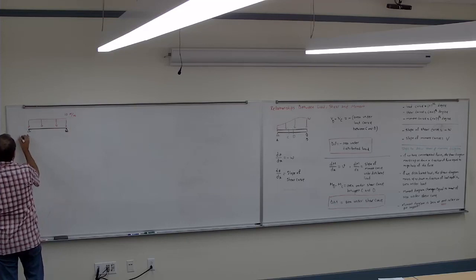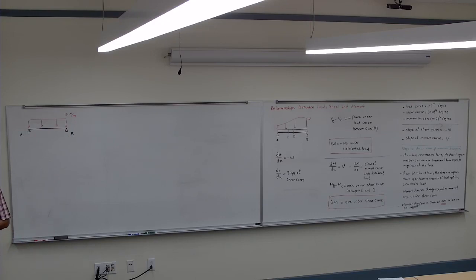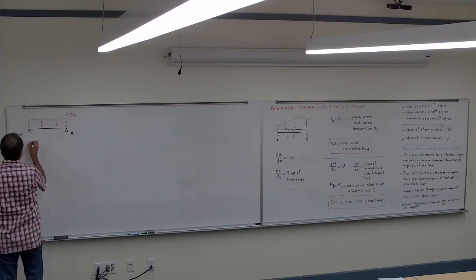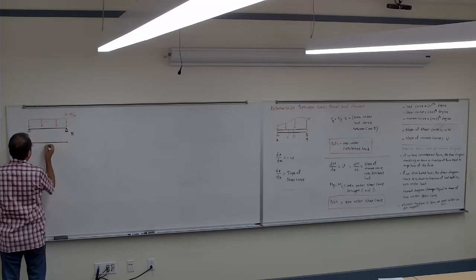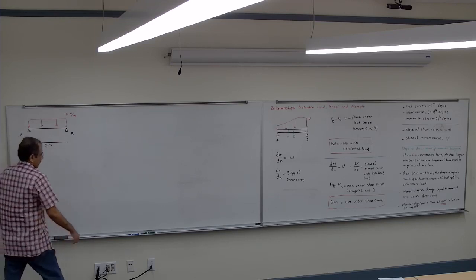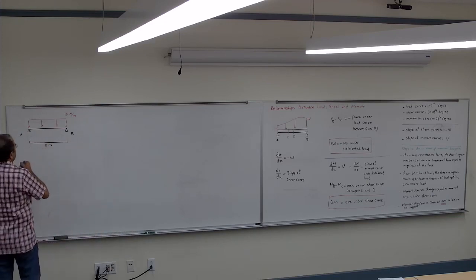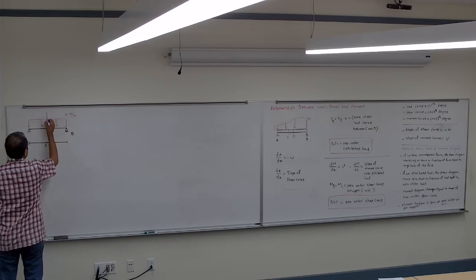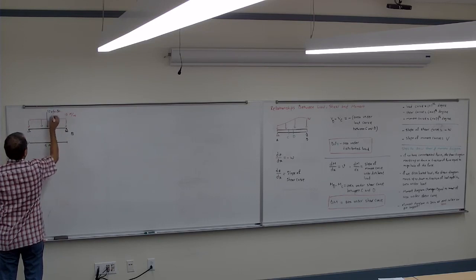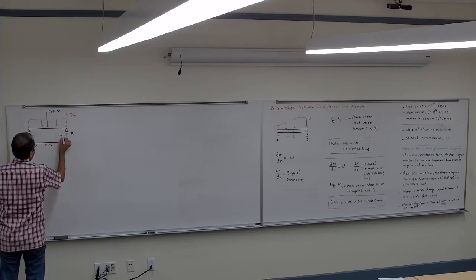Point A, point B, and the distance between them is going to be 5 meters. So first step, I have to find the reaction of the supports. So I have to replace that with a single load, which would be 10 times 5, which is going to be 50. So it's going to be 25 here, 25 here.